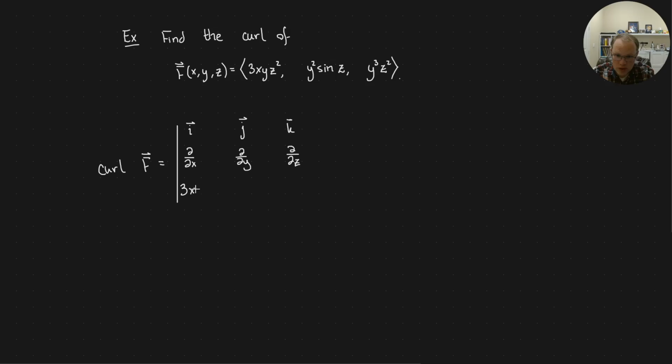So we have 3xyz squared, y squared sine z, y cubed z squared. Okay, and I'm going to take the determinant. Now, normally when we take the determinant, we multiply, right? That's not what we're doing here. We're using this as a way to help us remember the complicated formula for the curl of f. So we're not going to multiply.